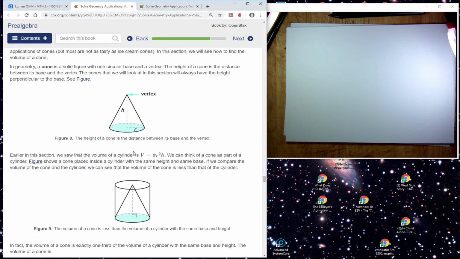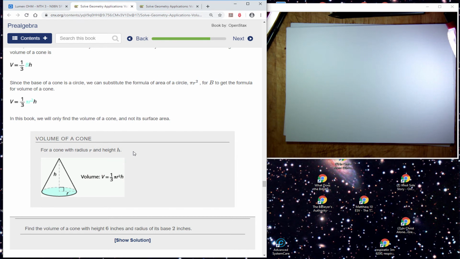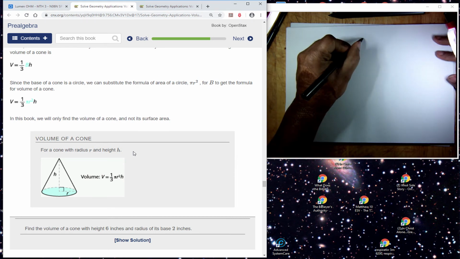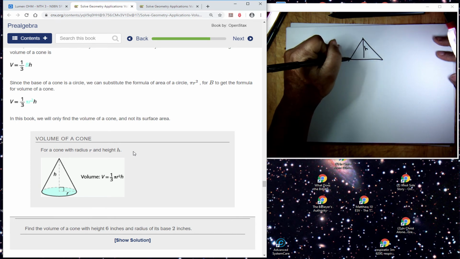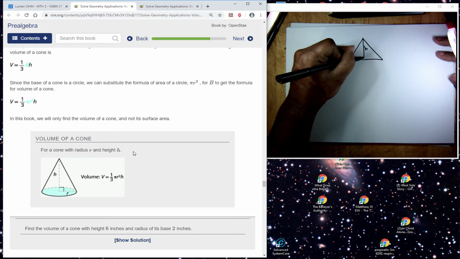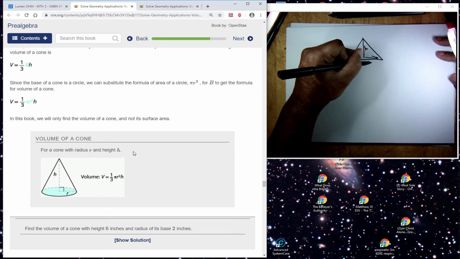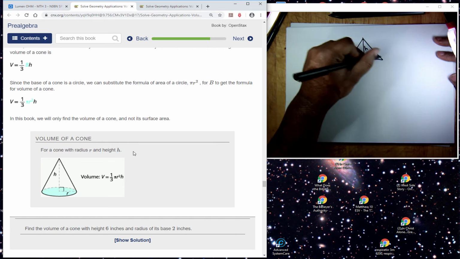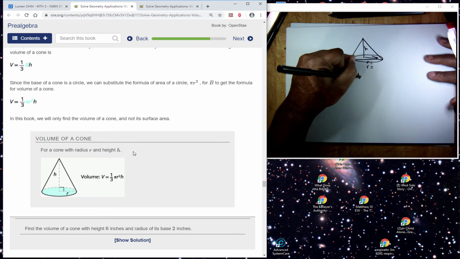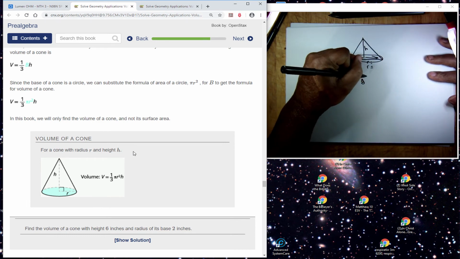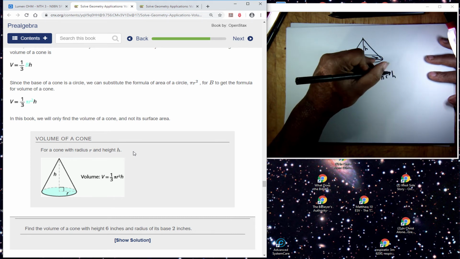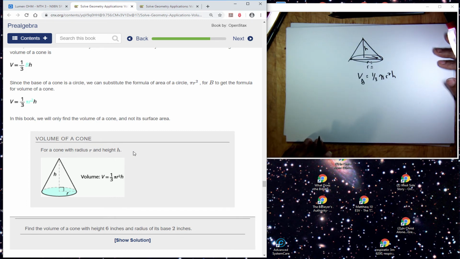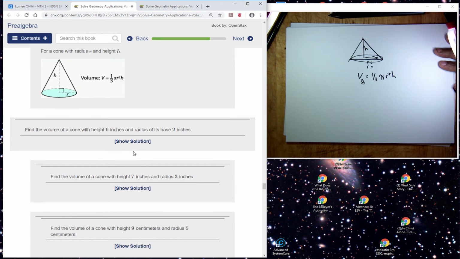Find the volume of a cone. Here's a cone. Notice the heights are all vertical heights, and this r here. So the formula for the volume of a cone is going to be 1/3 pi r squared h.